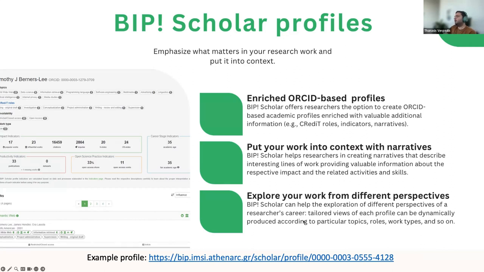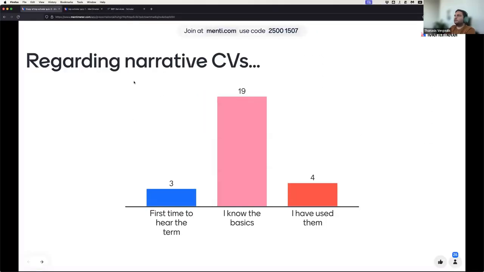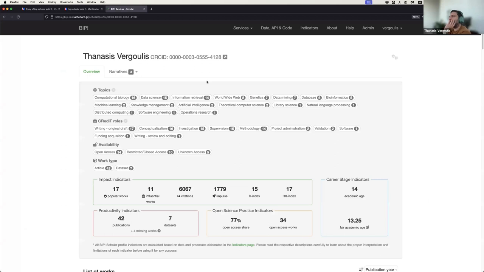And finally, an important aspect of these profiles is that you can explore a profile in a more interactive way than most platforms provide, because you can have, let's say, tailored views based on your interests. And just to give you a quick demo, you can see here my own profile.